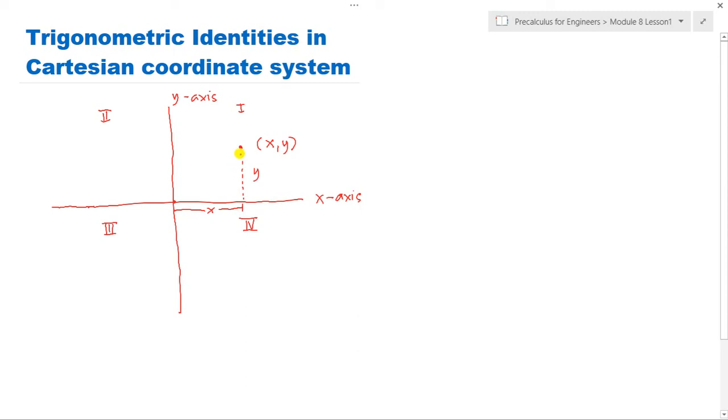Okay, if we project this line, we can create a right triangle because this one is 90 degrees, and then projecting from the origin towards our point. Okay, so we now create a right triangle. Now we can label this one as H or C, but for the purpose of standardization, because the derivation of these trigonometric identities also came from the unit circle.